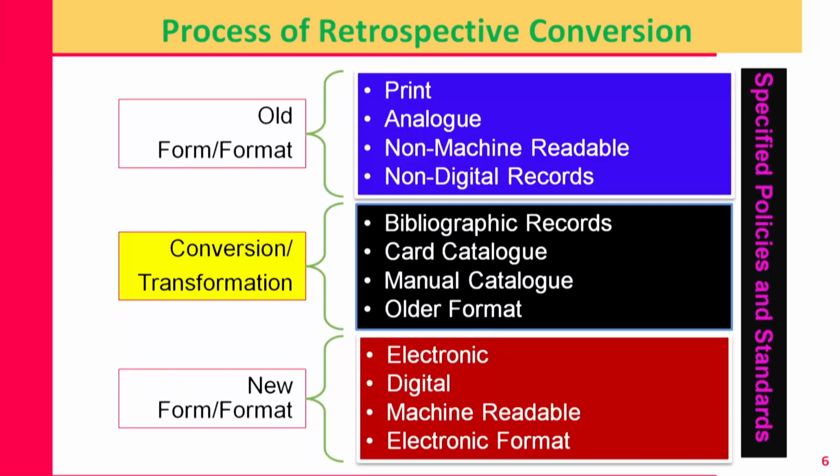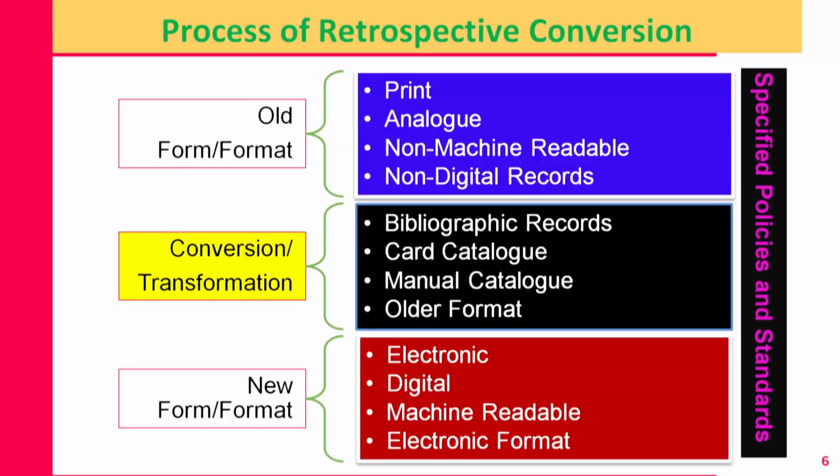different new formats such as bibliographic records, card catalog, manual catalog, order format. These are the different types of formats, that means the content which all these media hold has to be converted into the latest form, that is electronic, digital or machine readable as well as electronic format. These are the techniques or technologies we use to convert from an older version to a new version, that means a print version to a digital version, analog to digital. These are the mediums, like bibliographic records, card catalog, etc.